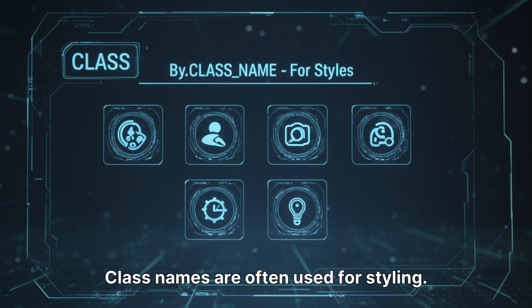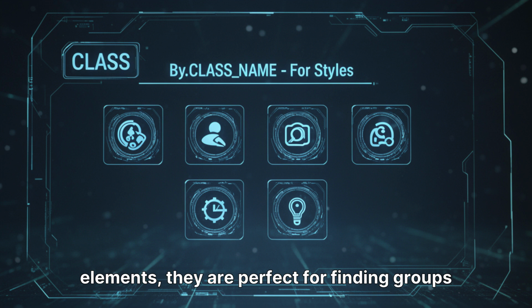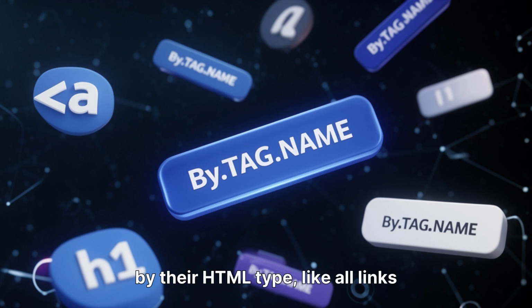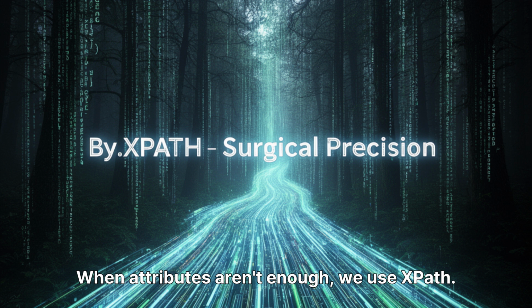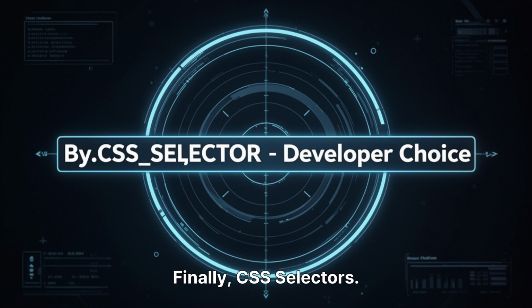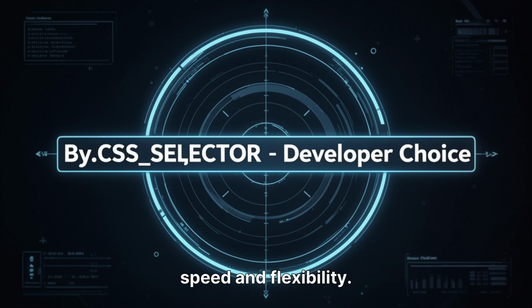Class names are often used for styling. While they can be shared by multiple elements, they are perfect for finding groups of similar items like products in a list. Tag name allows you to find elements by their HTML type, like all links or all headings. It's broad but useful for broad scans of a page's content. When attributes aren't enough, we use XPath. It's a pathfinding language that navigates the DOM hierarchy to find elements based on their relationships. Finally, CSS selectors. They are fast, efficient, and use the same syntax as web designers. Many professional engineers prefer them for their speed and flexibility.